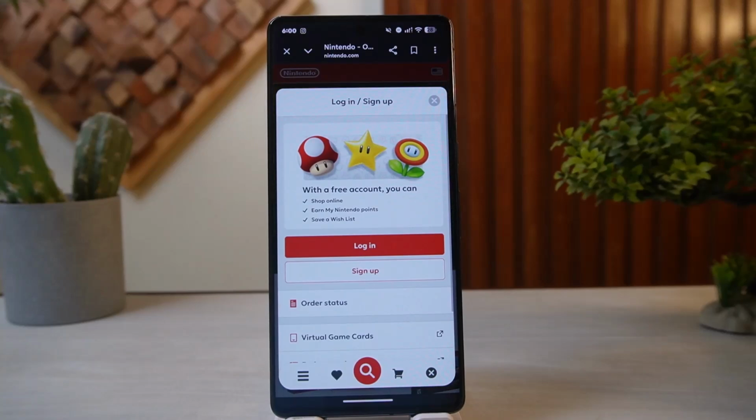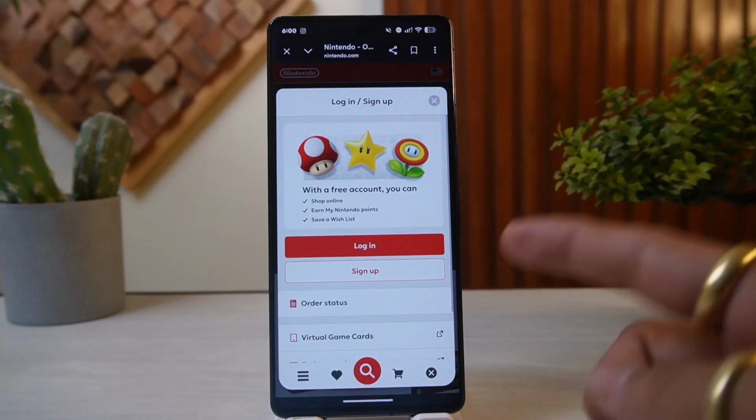And there you go. This is how you can enable two-factor authentication on your Nintendo account.